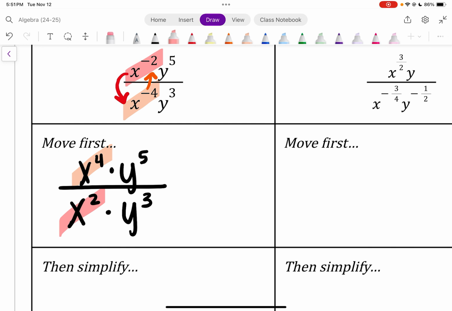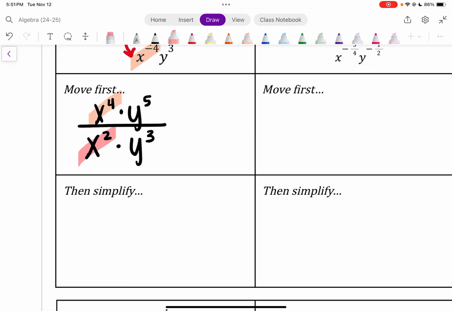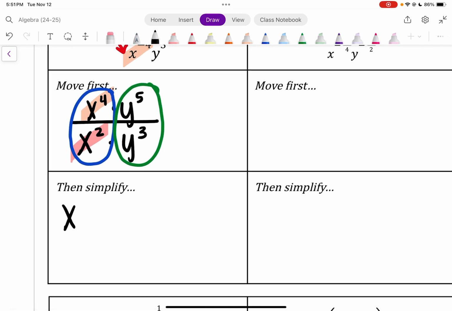Okay? So now we are going to go ahead and simplify using our quotients. So we are going to circle these two x's because they're the same and our y's because they're the same. So finding our like terms. So now I have x 4 minus 2 times y, which is 5 minus 3. So my final answer is x to the 4th and y to the power of 2.